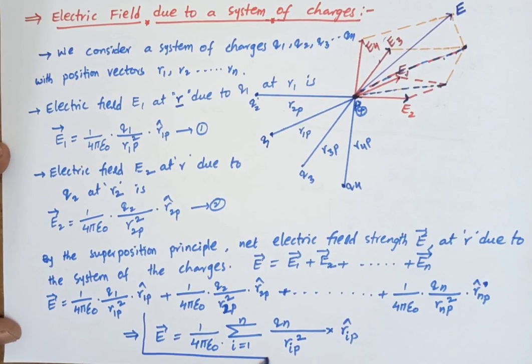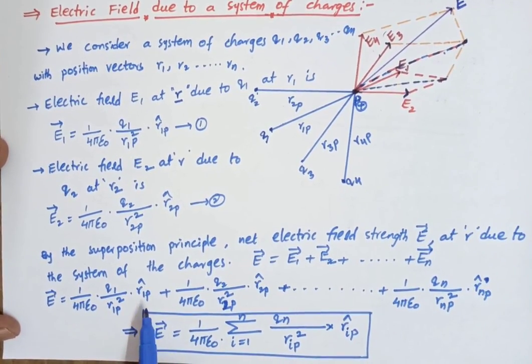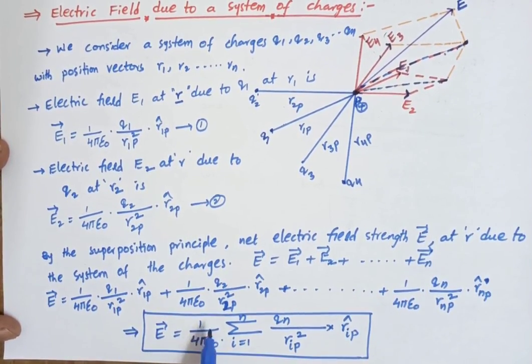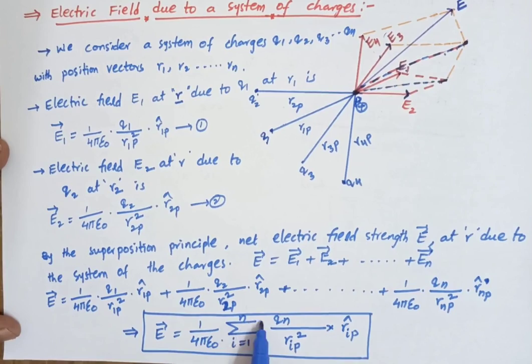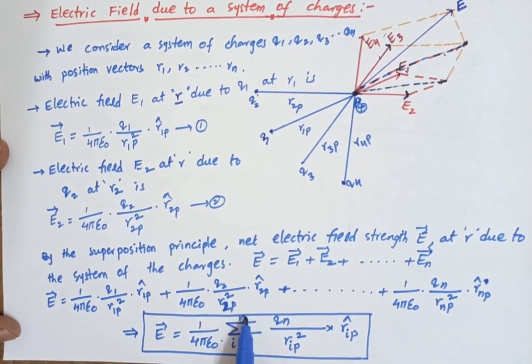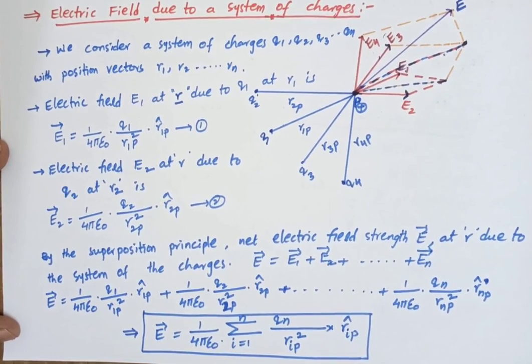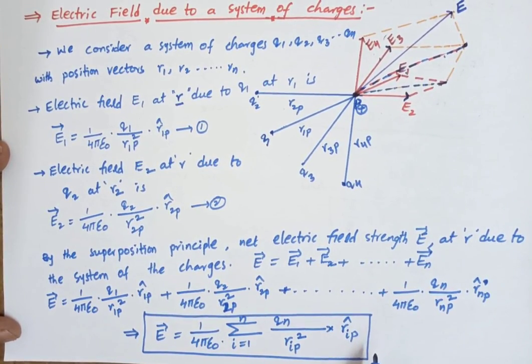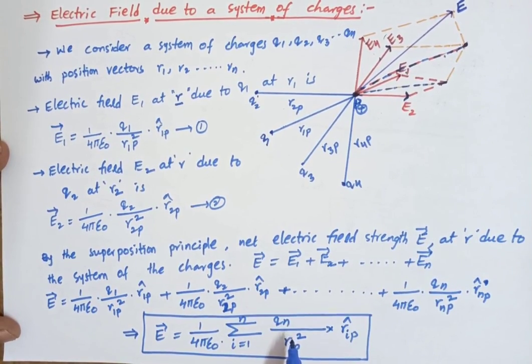So this is the general equation for the system of charges. Electric field strength due to a system of charges, E bar equals 1 by 4 pi epsilon naught summation of i equals 1 to n Qi by RiP square into RiP cap. So here E is the vector quantity that varies from one point to another point in space.